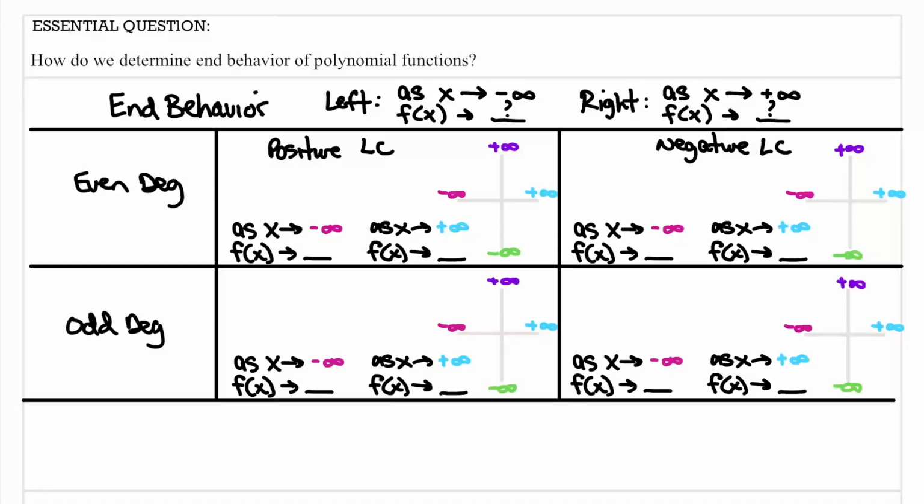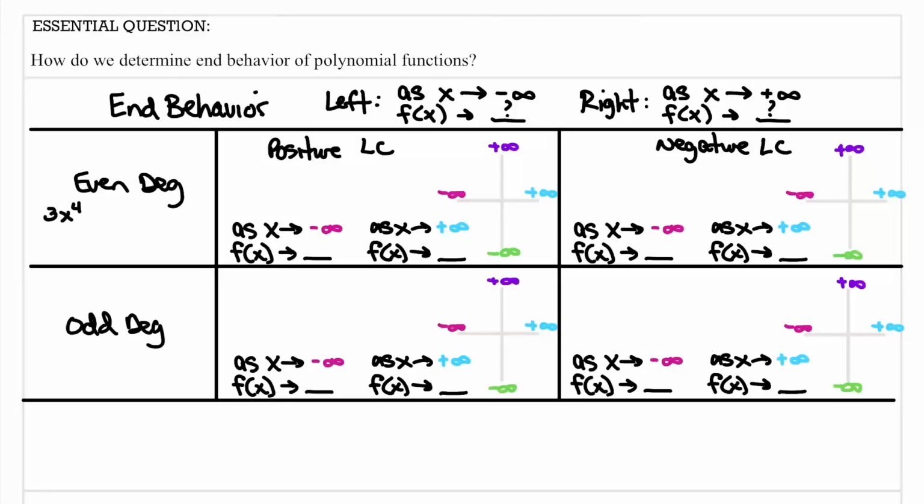The first thing in our polynomial that determines end behavior is whether it is an even degree or an odd degree. So the degree being the highest degree, or the degree of the first term in our polynomial. Even 2, 4, 6, 8, odd 3, 5, 7, 9. So that's going to determine one thing. And then the second part of it is the leading coefficient, whether or not that leading coefficient is positive or negative.